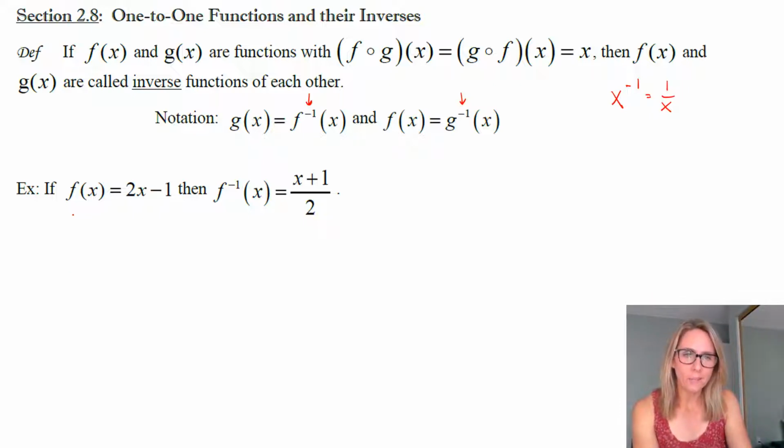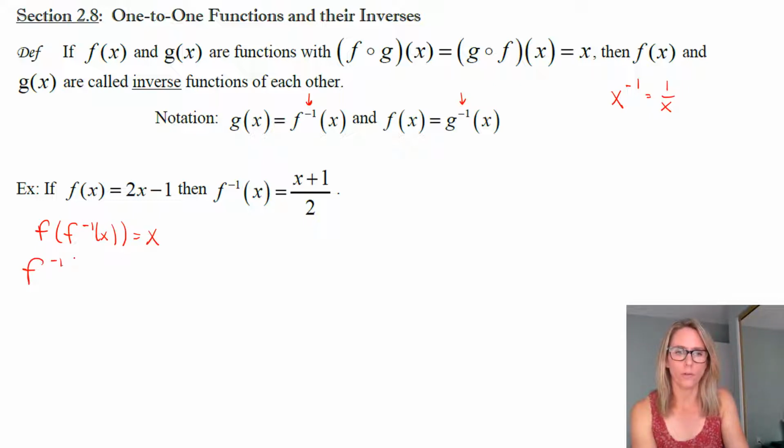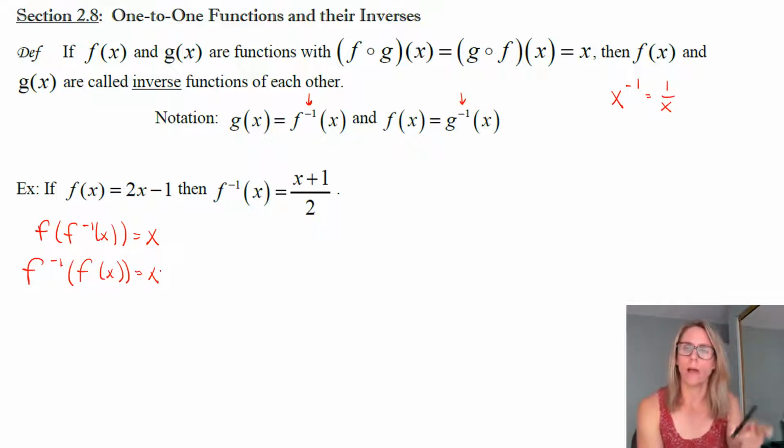As an example, we actually already saw this. These two functions are inverses because f of f inverse composed together is x, and f inverse of f is x. We saw this in the last section, but instead of f inverse of x, it was just called g of x in the last one. But now that we know that they're inverses, we can call one f of x and one the inverse of f of x.